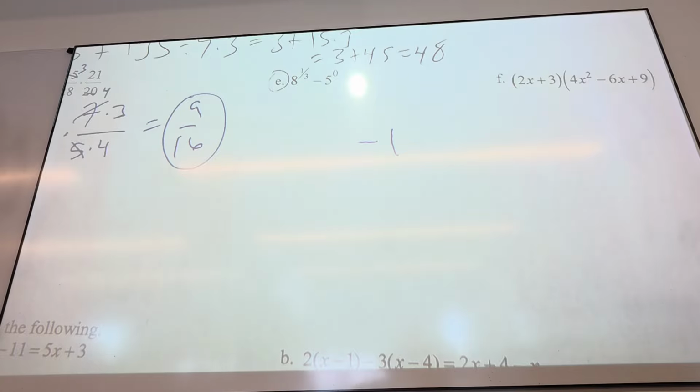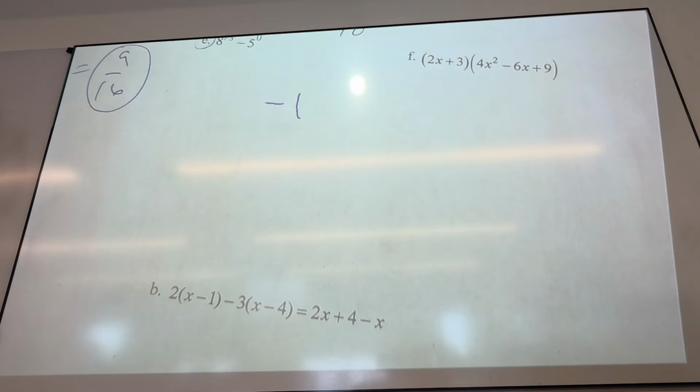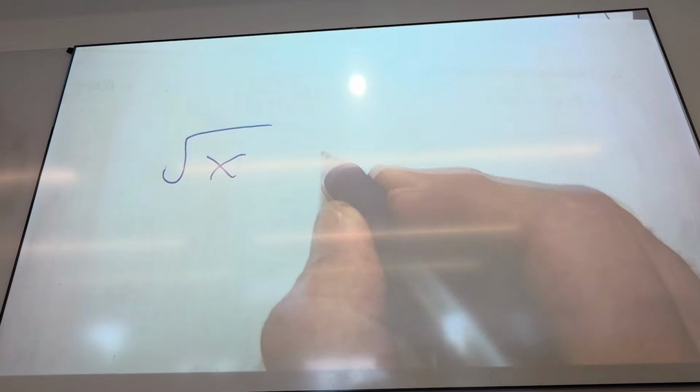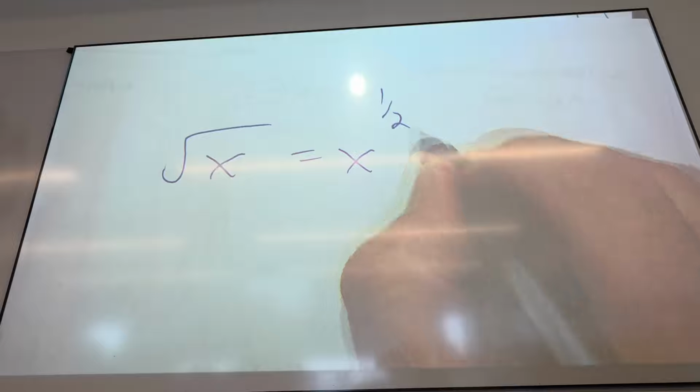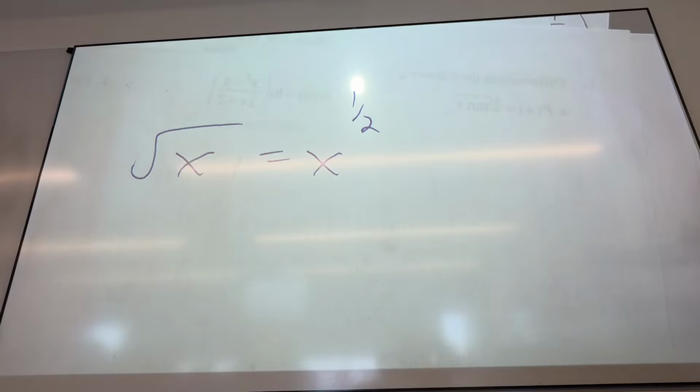So if I have the square root of x, another way to write the square root of x is x to the 1/2 power, because it cuts things in half.